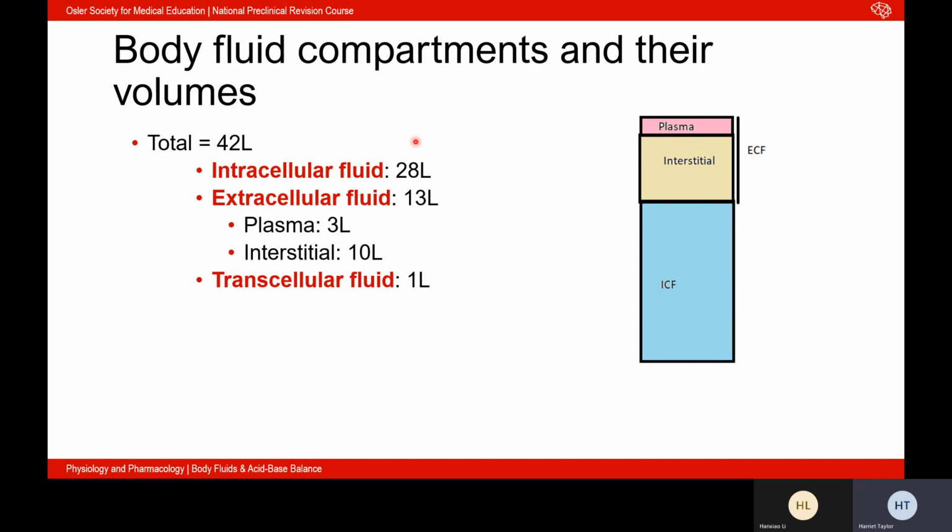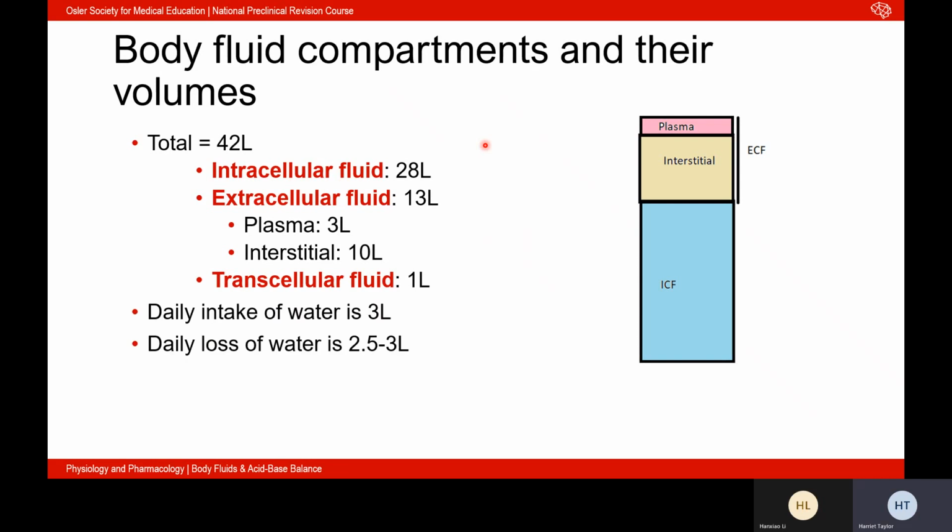So these are just numbers to learn, unfortunately. You'll have to keep coming back to them, but if you break it down and go over it a few times, it should be pretty easy to remember. Another key point is our intake and output of water per day. We take in around 3 litres from food and drink, and we lose around 2.5 to 3 through various mechanisms: breathing, sweating, in our feces, in our urine.